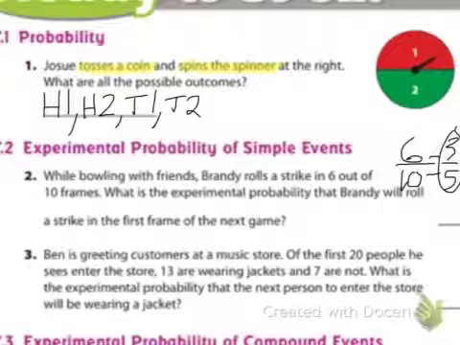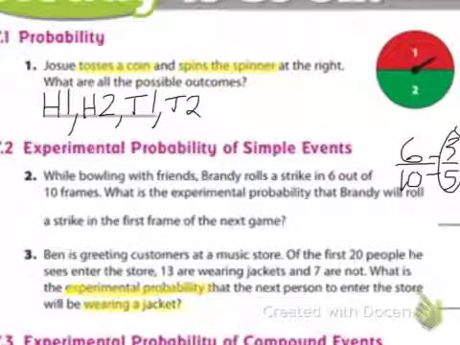Next, Ben is greeting customers at a music store. Of the first 20 people he sees enter the store, 13 are wearing jackets and 7 are not. What is the experimental probability that the next person to enter the store will be wearing a jacket? So we want to know the experimental probability that they'll be wearing a jacket.